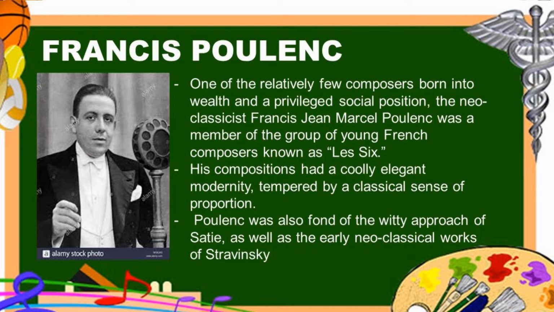The neoclassicist Francis Jean Marcel Poulenc was a member of the group of six young French composers known as Les Six. His compositions had truly elegant modernity, tempered by a classical sense of proportion. Poulenc was also fond of the witty approach of Satie, as well as the early neoclassical works of Stravinsky.